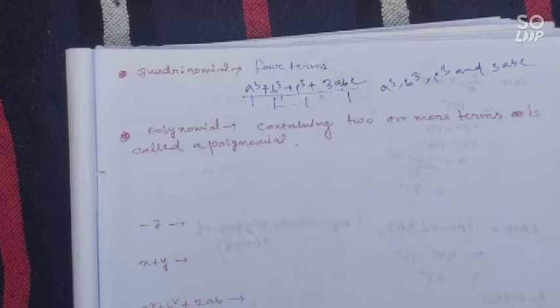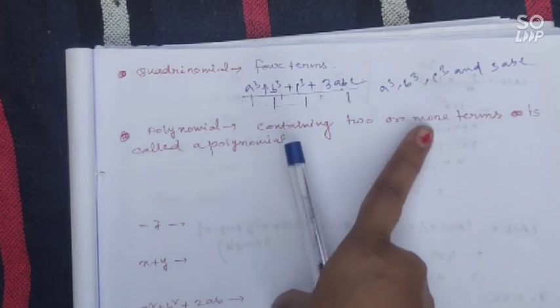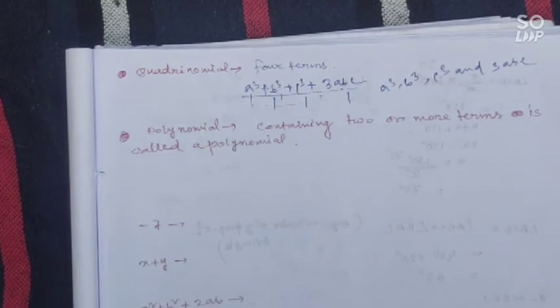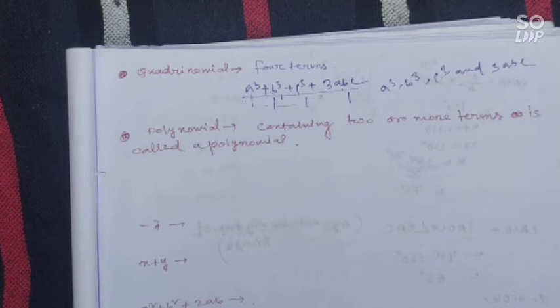So if an algebraic expression has 1 term, that is called a monomial, 2 terms a binomial, 3 terms a trinomial and 4 terms a quadrinomial. Next we will learn about polynomial. Containing 2 or more terms is called a polynomial. So if an algebraic expression contains 2 or more than 2 terms, it is called a polynomial.